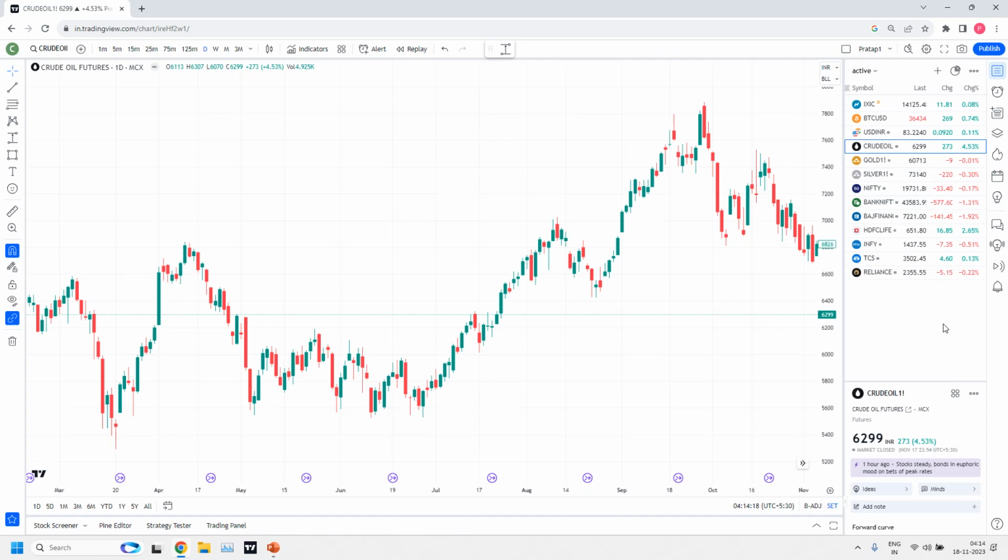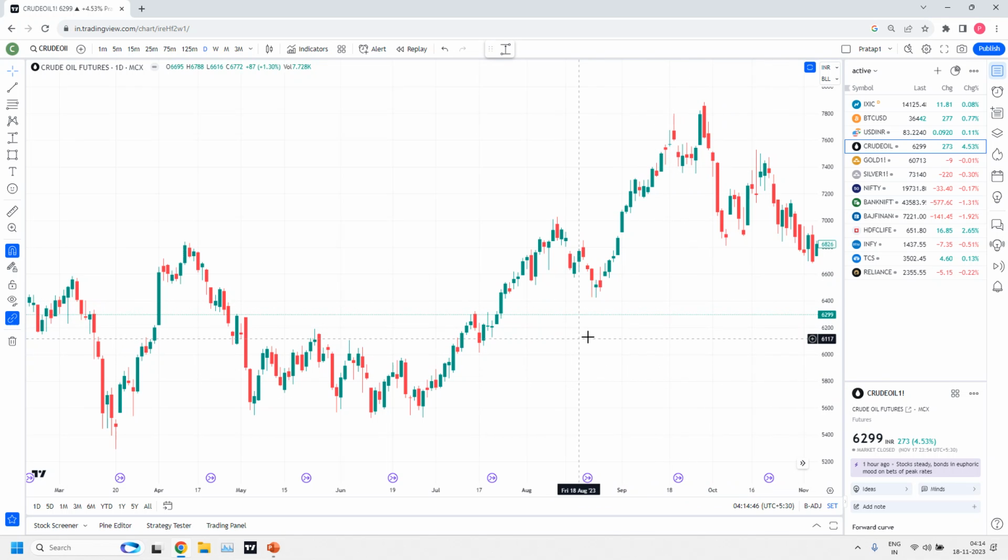Let us look into this chart. Crude oil. You know that supply demand zone price action concepts can be applied in any market. We can apply in the equity market, the currency market, and the commodities market. So crude oil comes under the commodities market. And let us identify a zone.